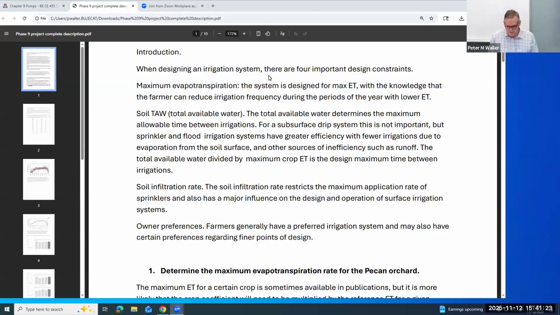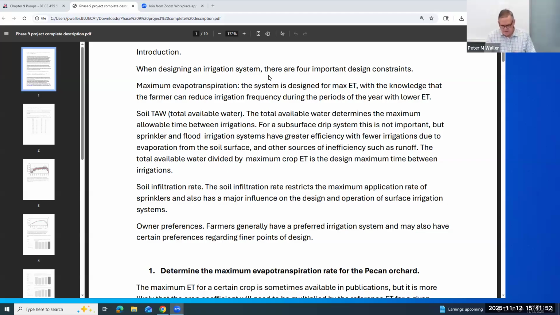Another design constraint is soil infiltration rate. So where I used to work, the soils around where I was, it was 0.3 inches an hour. That's how much water you could get in the soil. Well, with sprinkler systems, you don't want to have excess water application because that runs off and it decreases your uniformity. So you have to check your soil infiltration rate. So we'll do that. Actually, you're going to do that.